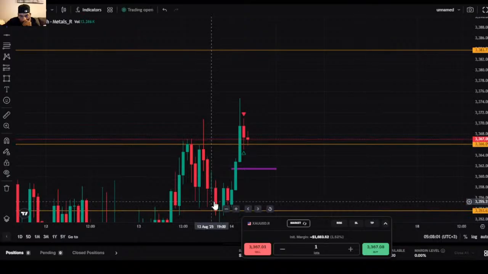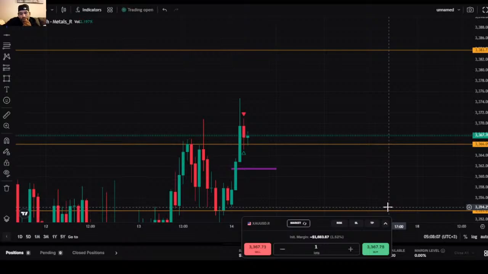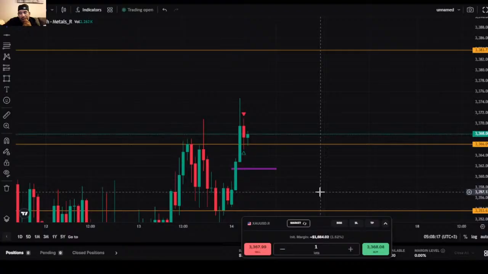Oh, we're popping up here. You see? I wanted to take it right on that line. Well, it gave me the bottom wick I wanted. I didn't get in. I thought it was gonna pull down and break this low real quick.